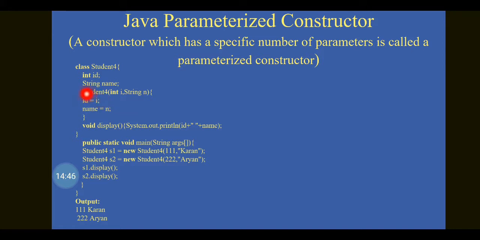Those i values will be copied to id and the n value will be copied to name, and in the display method we will print those id and name. Here the parameters are passed, so it is called a parameterized constructor. Then in public static void main, for the s1 object let us pass the values 111 and Karan, and for s2 let us pass the values 222 and Aryan. When you print this, you will get the output like this, that is 111 Karan and 222 Aryan will be printed.